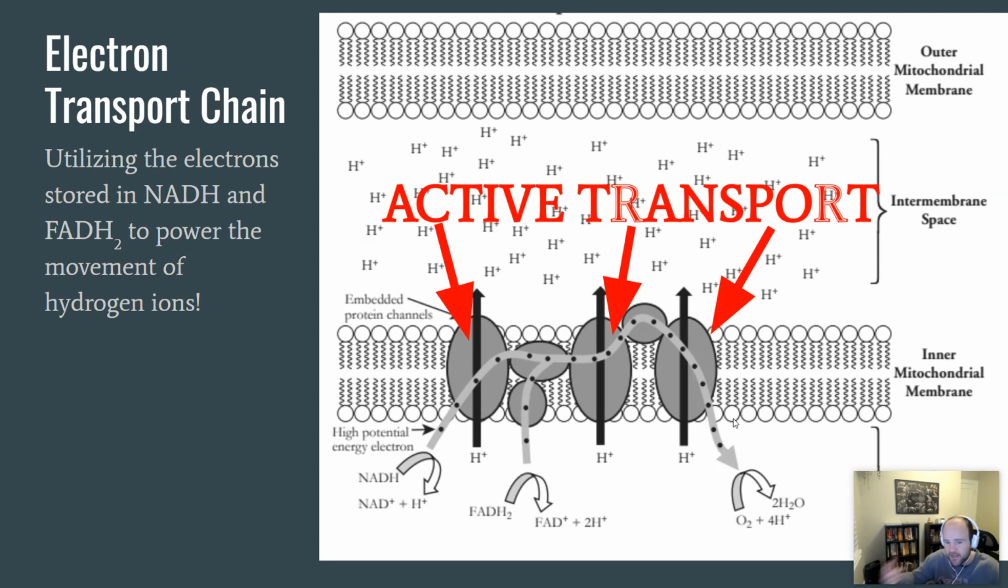Anytime you're moving against a concentration gradient, you need to put in energy. So that's why we've been collecting all these electron shuttles. They're flowing through, catalyzing a series of reactions which generates the energy to power these proton pumps.